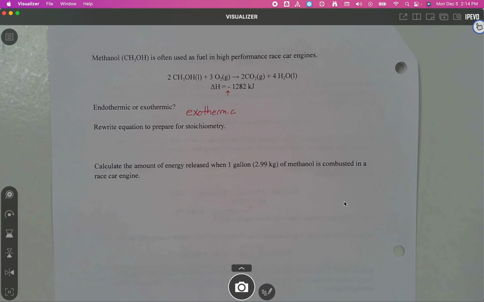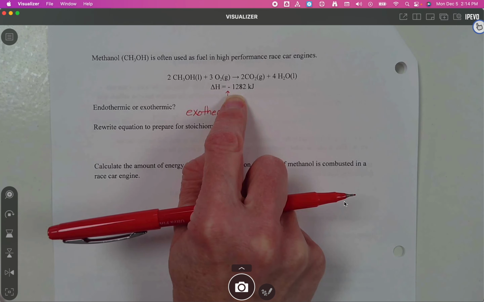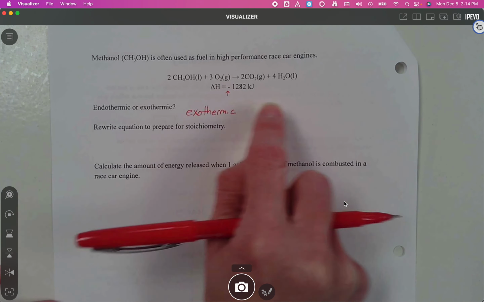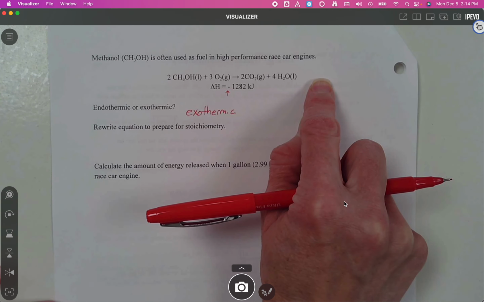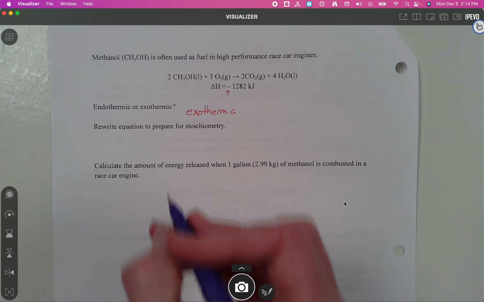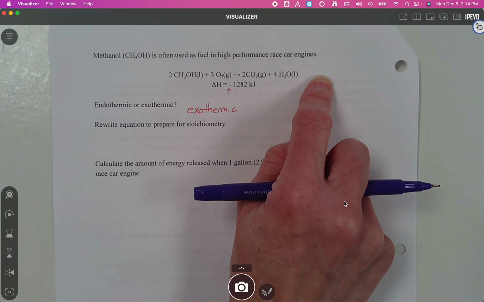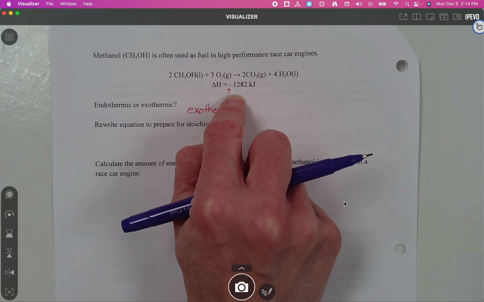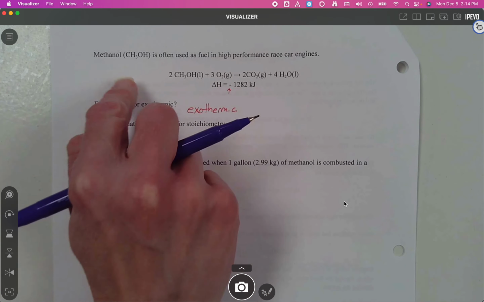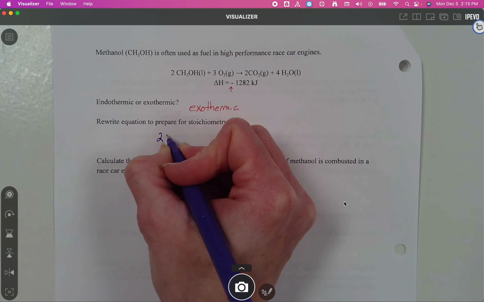If we want to do stoichiometry with this, we are going to rewrite the equation and put this where it belongs. If energy is exiting the system or exiting the reaction, that means it's getting made as a product of the whole thing. So we're going to rewrite this, putting our energy in where it belongs. If this is exothermic, you put the energy as a product. If this is positive, it means energy is flowing in, and we'd put it over here as a reactant.